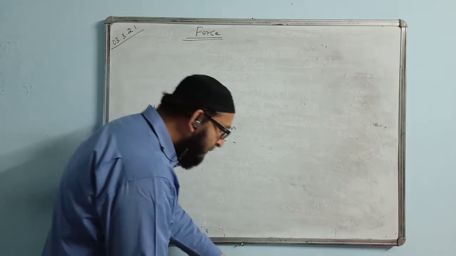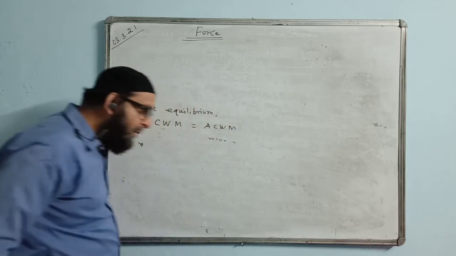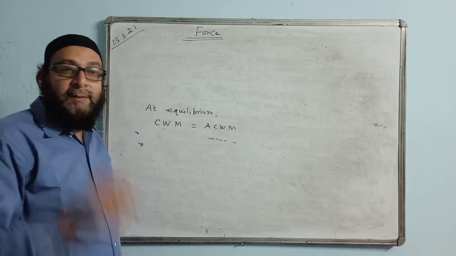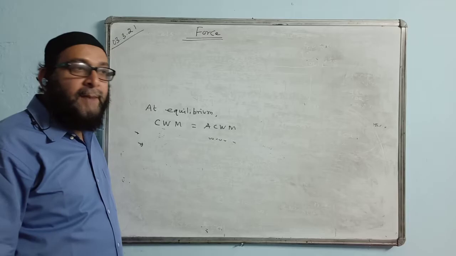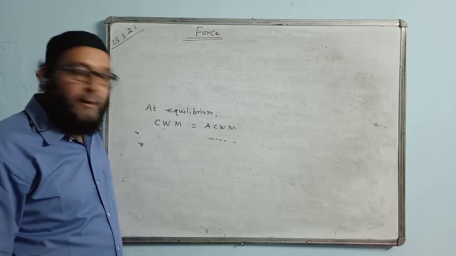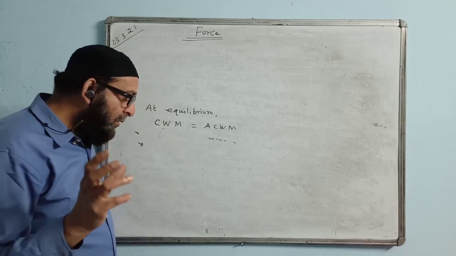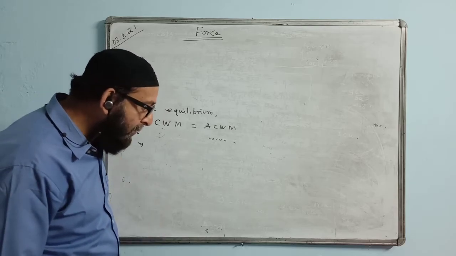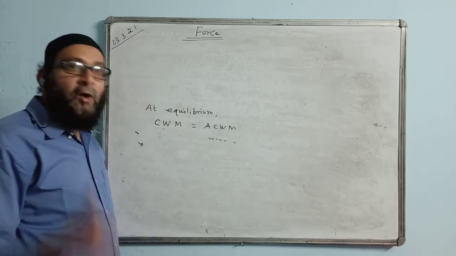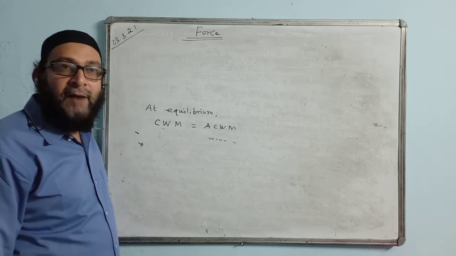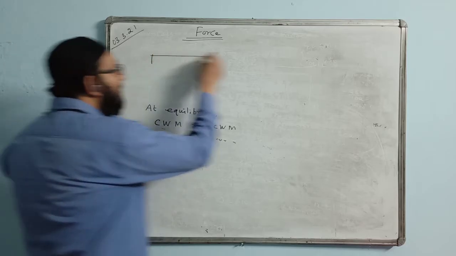The question says a uniform half meter rule can be balanced at 29 centimeter mark by a mass of 20 gram hung from its one end. Draw a diagram and find the mass of the rule. That is the question. So we will be doing like this.